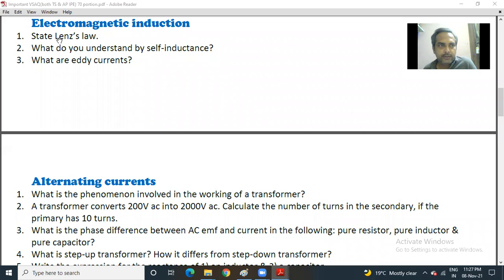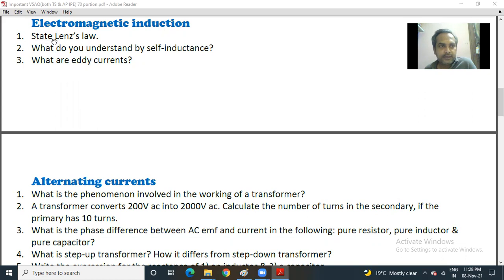Next chapter is electromagnetic induction. From this chapter, very few times are VSAQs given. Most of the time you will get short answers only. But in one or two exams, VSAQs are given. Let us list them out.